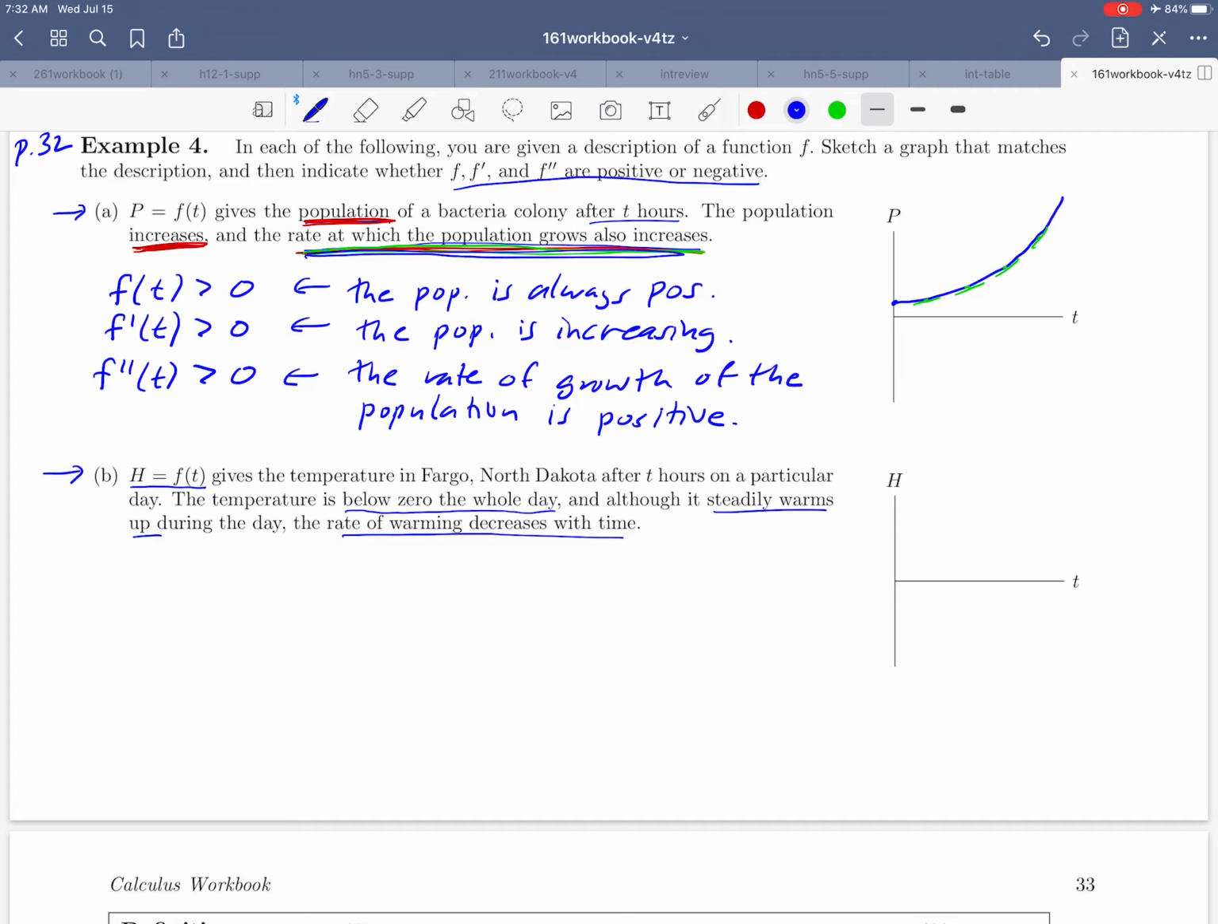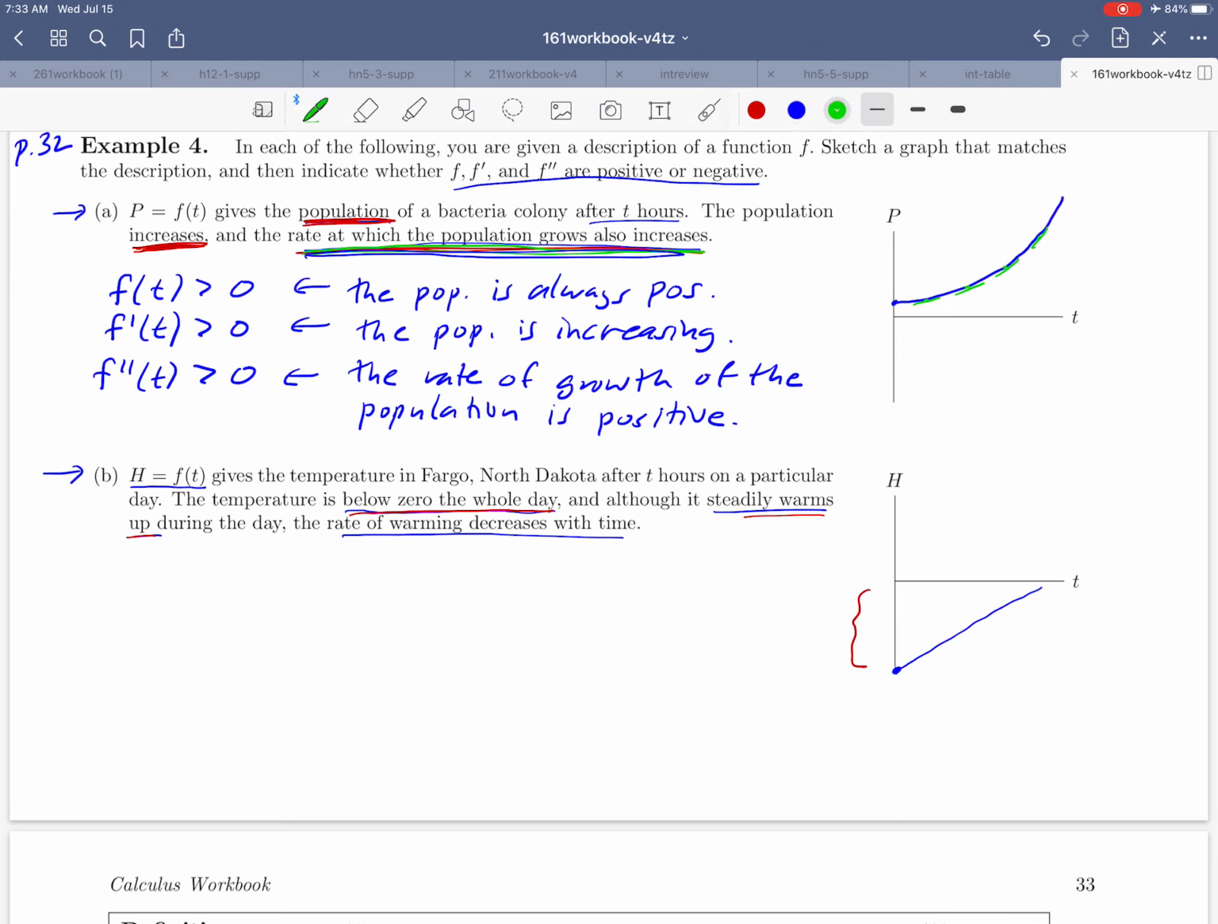Okay, so if we start with the below zero the whole day part, that tells us that our function has to be down here, okay, below the t-axis. And we know that we're steadily warming up, okay, which means that the temperature is going to have to increase. Okay, so I know that we're going to start maybe somewhere down here, and the temperature is going to grow. Okay, so here's my first attempt at a graph. So we're below zero, and the temperature is increasing.